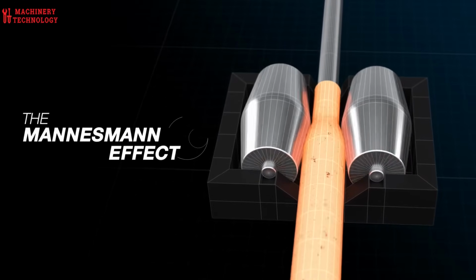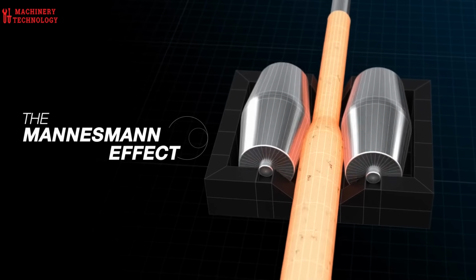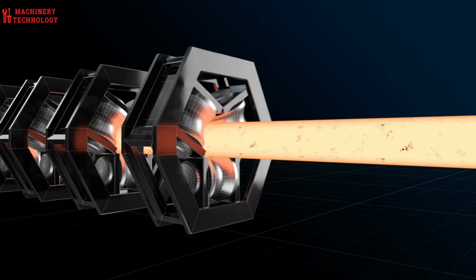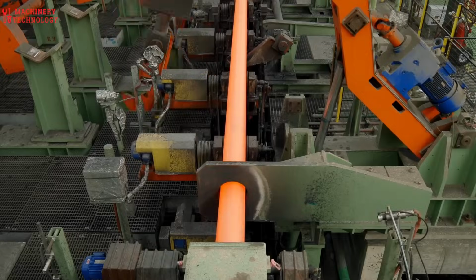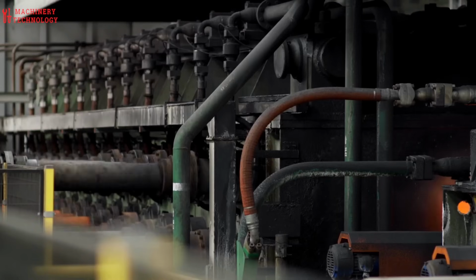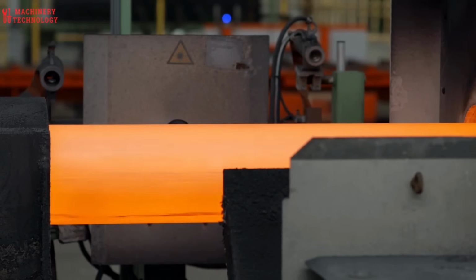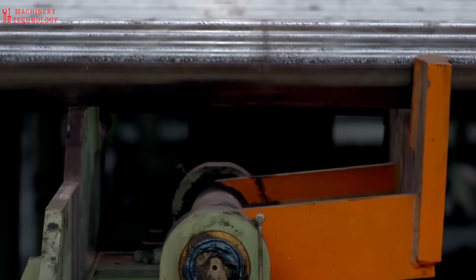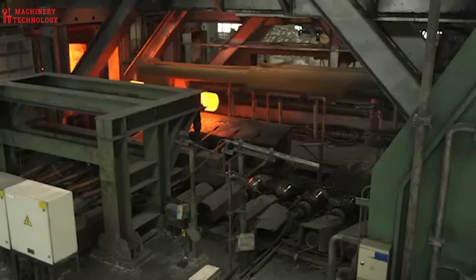This is achieved through a process known as piercing. Next, the hollow shell goes into a high-quality finishing mill to be stretched. Then it is pushed into an induction furnace to reheat to a uniform temperature before being sent to the reducing mill, where the outside diameter of the tube is reduced to suit the specific needs of the customer.